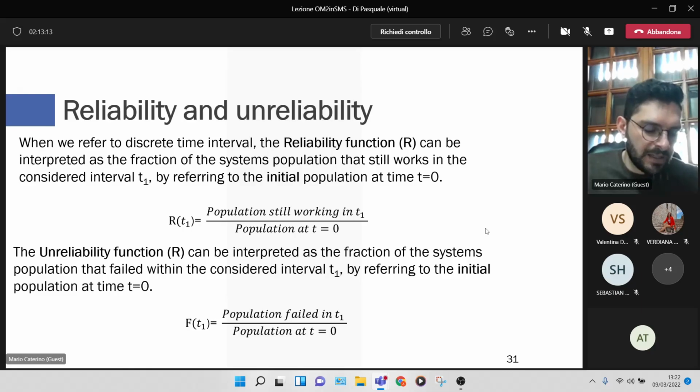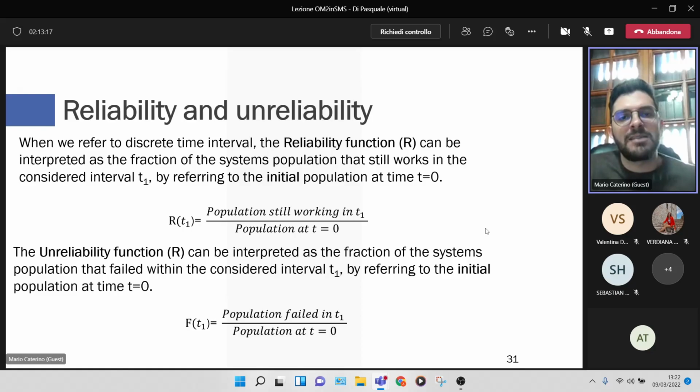So, how can it be interpreted? Unreliability can be interpreted as the fraction of the system's population that failed within the considered interval t1, referring to the initial population at time t equal to 0.